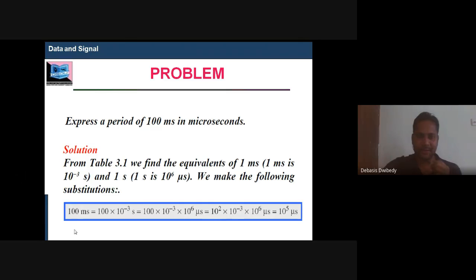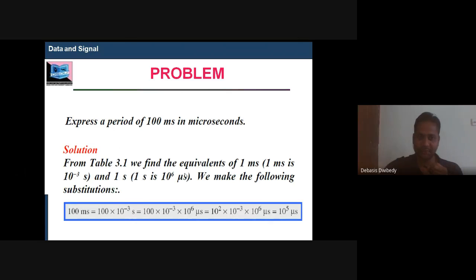ओके, सो 100 मिलीसेकेंड को हमें पहले सेकेंड में लेट्स कन्वर्ट करते हैं. 100 मिलीसेकेंड अगर सेकेंड में कन्वर्ट करेंगे, हमारा थंब रूल क्या था कि 1 मिलीसेकेंड इक्वल टू 10 टू पावर माइनस 3 सेकेंड. सो 100 मिलीसेकेंड इक्वल टू 100 इनटू 10 टू पावर माइनस 3 सेकेंड. ओके, अभी माइक्रोसेकेंड का क्या रूल था कि 1 माइक्रोसेकेंड इक्वल टू 10 टू पावर माइनस 6 सेकेंड. ओके, तो अभी हमें इतना सेकेंड मिल गया है, तो इसमें से बस हम 10 टू पावर 6 को मल्टीप्लाई कर लेंगे. So this is what microsecond we have. So we will get this 10 to the power 5 microsecond.